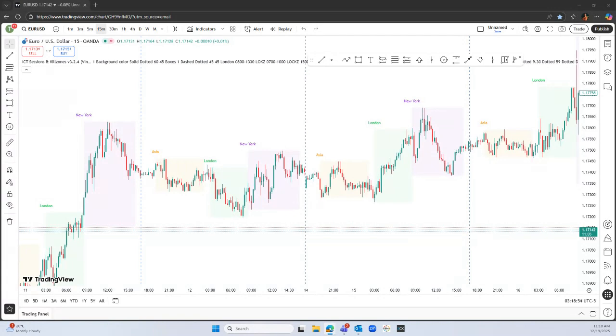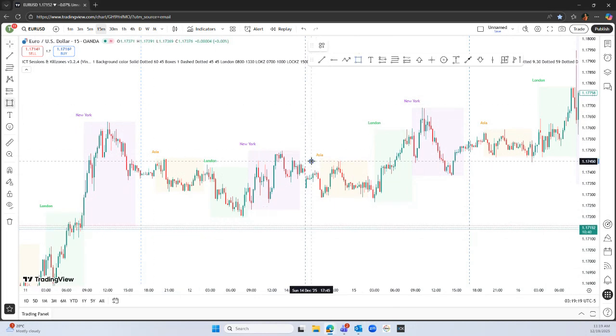So what are these sessions? We have the Asian session, the London session, and the New York session. The Asian session is comprised of two sessions, Sydney and Tokyo. So this is the Asian session on my chart. The entire marked area is the Asian session.